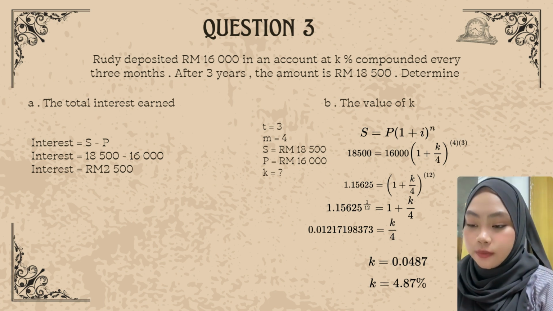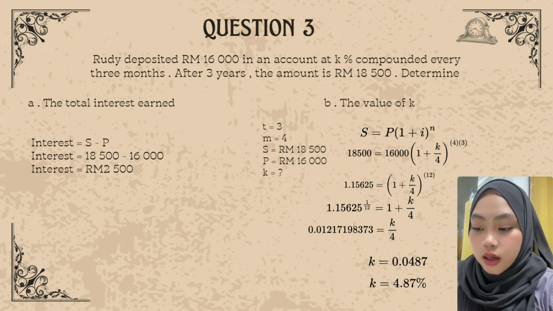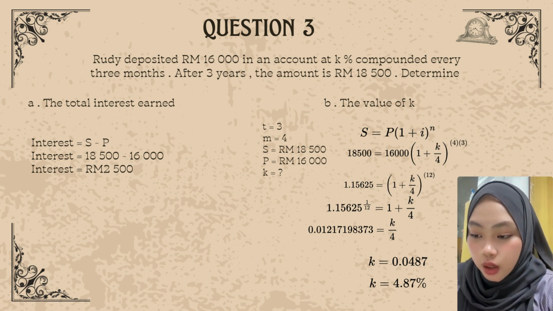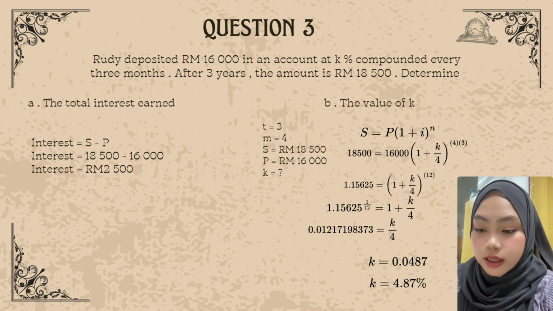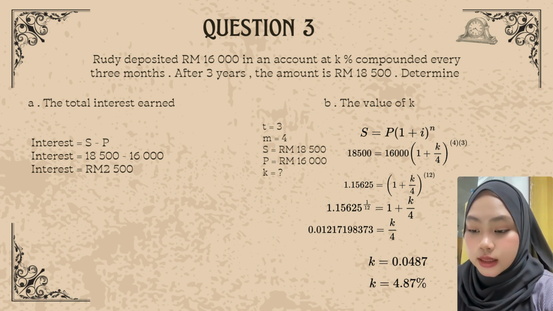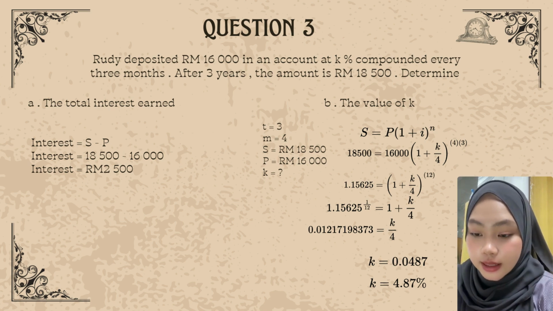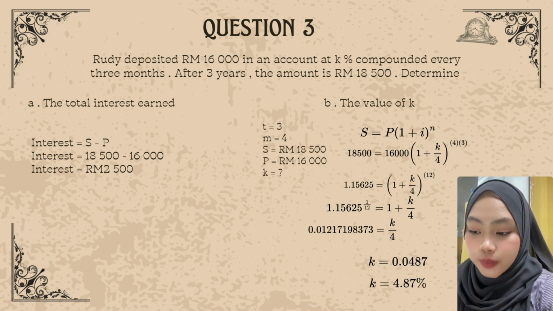Okay, so part B, finding the interest rate. We use the compound interest formula to find the annual interest rate. We know that time is 3 years and the interest is compounded quarterly, which is 4 times a year. We set up the equation: 18,500 equals 16,000 multiplied by 1 plus k divided by 4, raised to the power of 12, which is 3 times 4 equals 12.